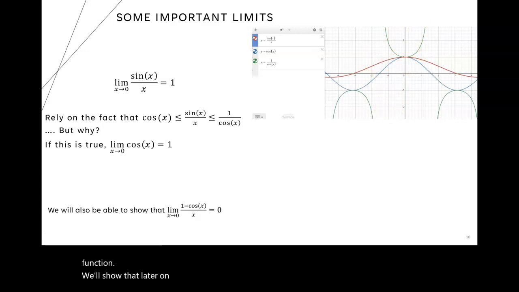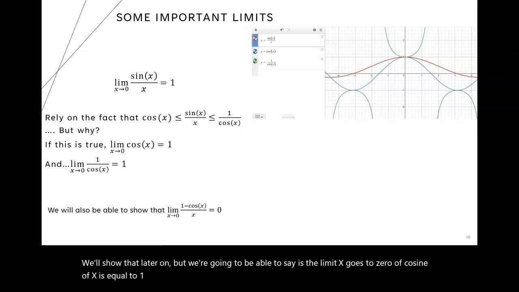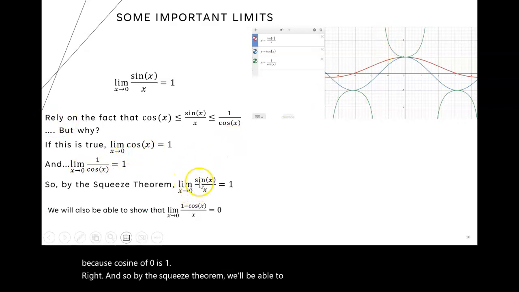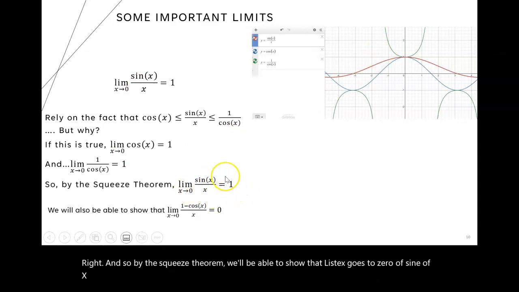But what we're going to be able to say is the limit as x goes to 0 of cosine of x is equal to 1, and the limit as x goes to 0 of 1 over cosine of x is also equal to 1. Well, because cosine of 0 is 1. Right? And so by the squeeze theorem, we'll be able to show that limit as x goes to 0 of sine of x over x is equal to 1. This will be a really important limit going forward when we try to prove trig derivatives.